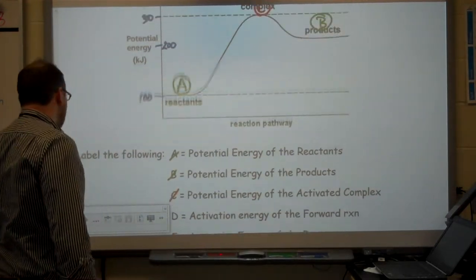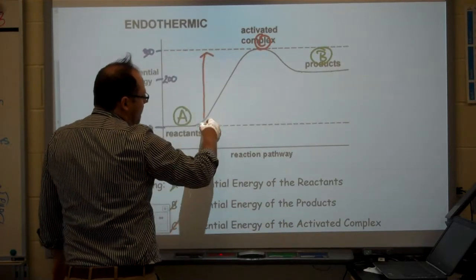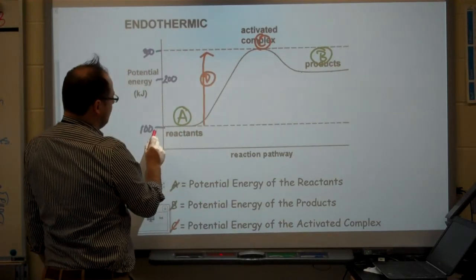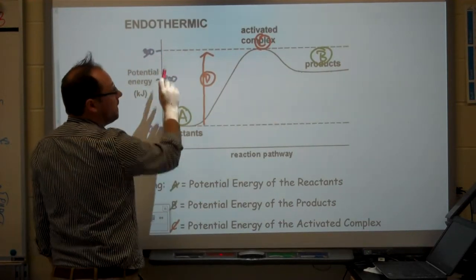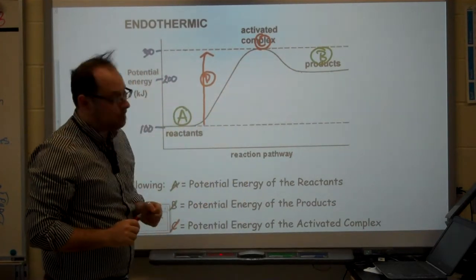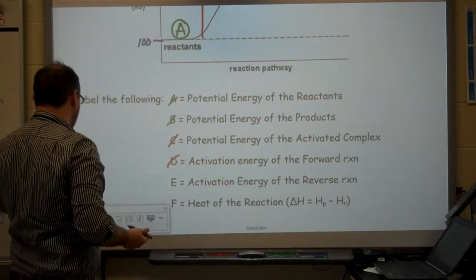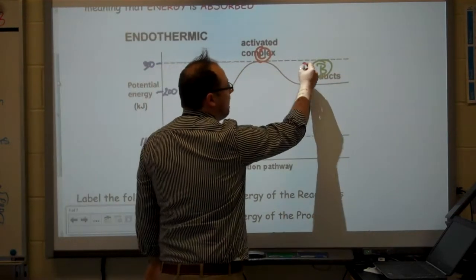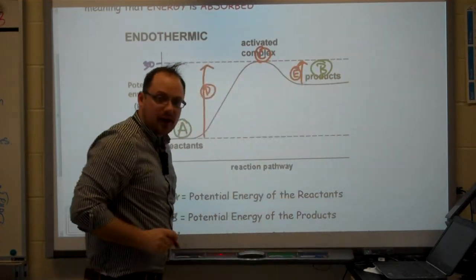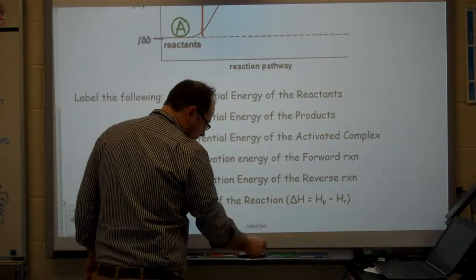So how much energy does it take to go forward? That value is how much it takes to get to the top of the activated complex. In this case, it's the difference between 100 to 300. So that's 200 kilojoules it takes to get to the top of the activated complex with the numbers that I wrote in. The activation energy of the reverse reaction is the same idea, but we're coming from the other side. The amount of energy it takes to get to the top of the activated complex coming back in the other direction. That's E.